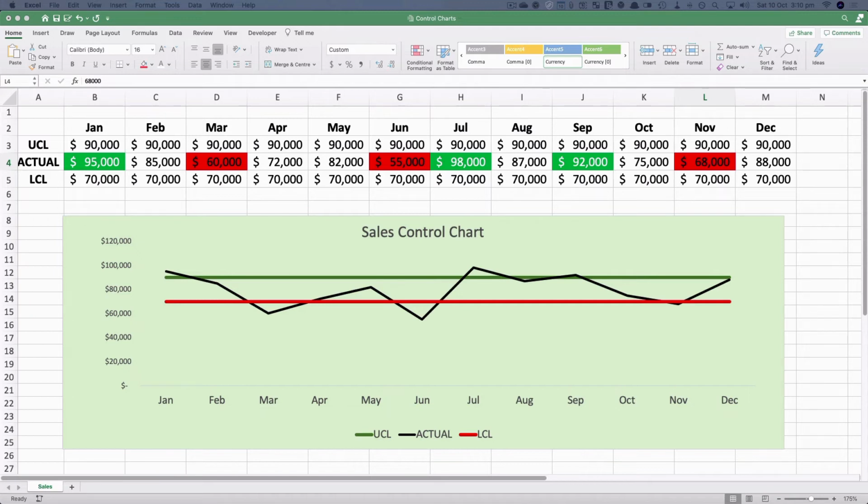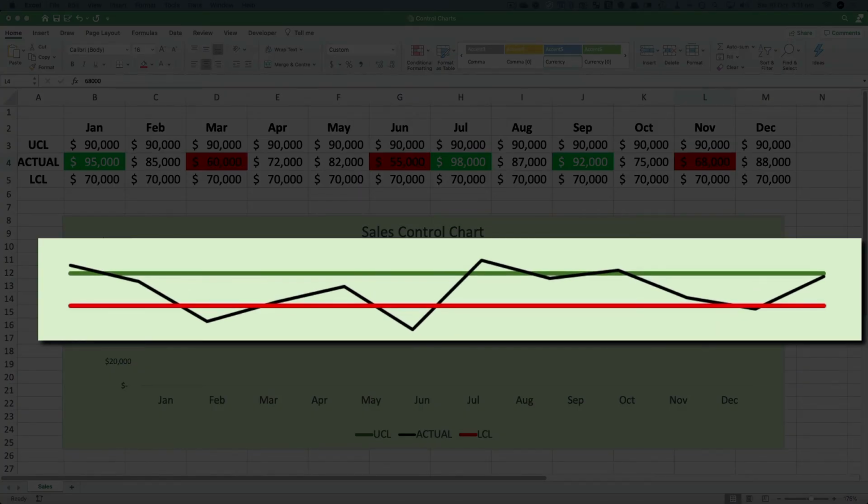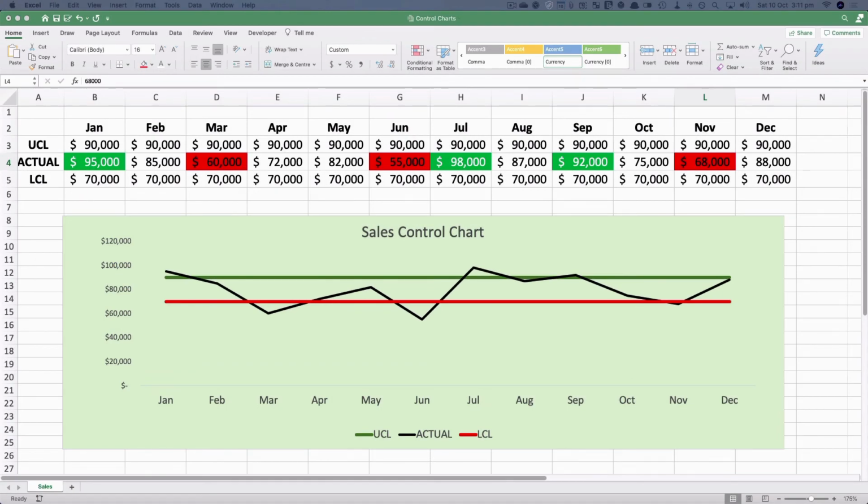Now, the whole idea of a control chart, whether it be sales, profitability, or margins, whatever, is that these two control limits need to be squeezed tighter. In other words, there's not that much difference between the upper control limit and the lower control limit. When that happens, that means your business is under control and you don't have so many variances. So this is a very good way to analyze how you're tracking.